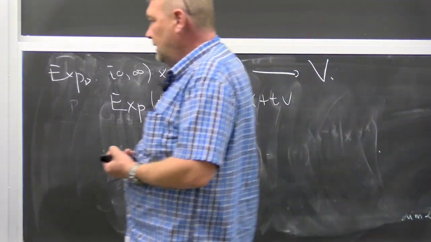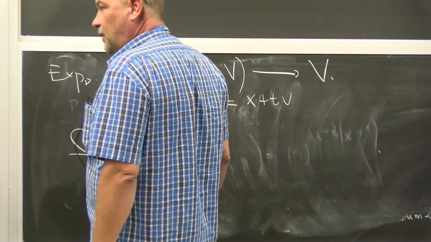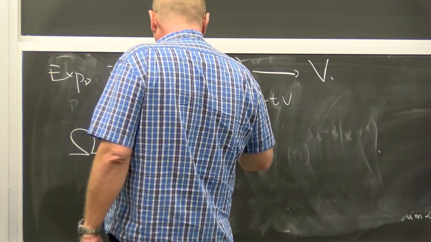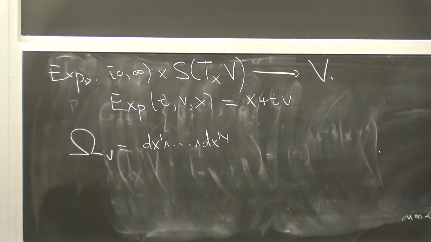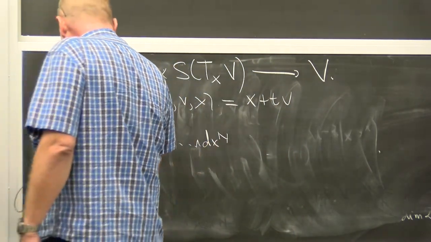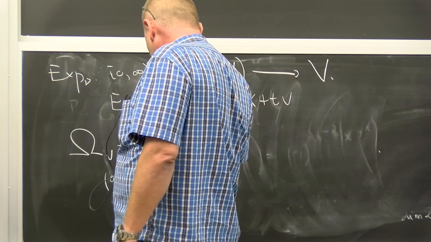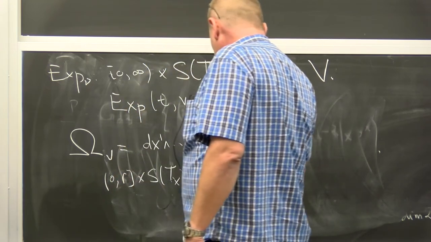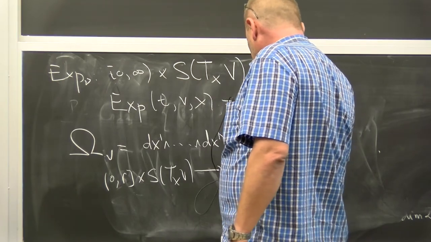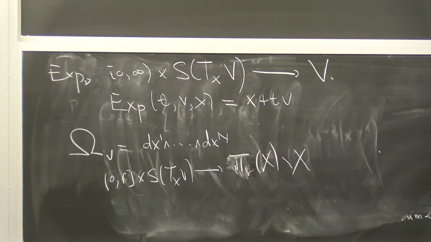Okay, and we have omega V. It's the volume form on V. So it's dx1 wedge dxn. Why do I have a volume form? We have a metric and we have an orientation on V. So this exponential map is a diffeomorphism from 0 to r closed to the tube around x. Well, and I remove x, but it doesn't matter. It doesn't hurt the volume.